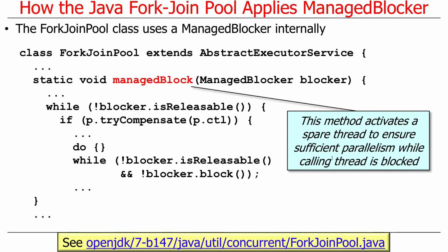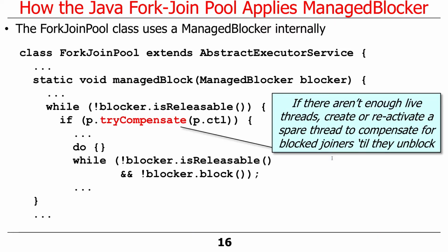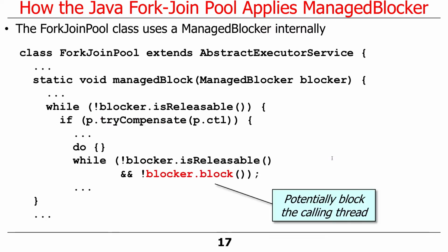So this is what ManagedBlock does. And what it'll do is it has this interesting method internally, which I'll just describe without going into the implementation details. It has this method called try-compensate. And what try-compensate does is it will go ahead and create or reactivate a spare thread to compensate for the blocking thread until the blocking thread or threads unblock. So try-compensate may spawn an extra thread to run in the background.